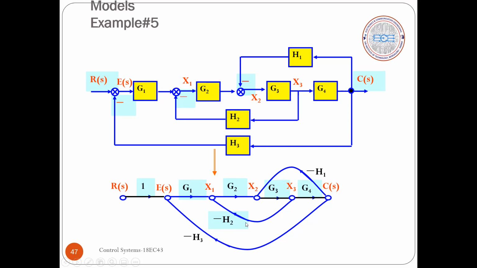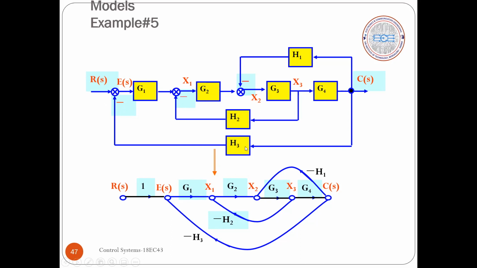And from this node to this node we have H2, minus H2 I have taken, because here to the summer we have taken a polarity minus, whereas here at the node I cannot show the sign, so I will attach that to the path gain, or whatever branch I have. For the branch gain, I'll be attaching minus. Similarly here, we have a connection between this last node to the first summer.